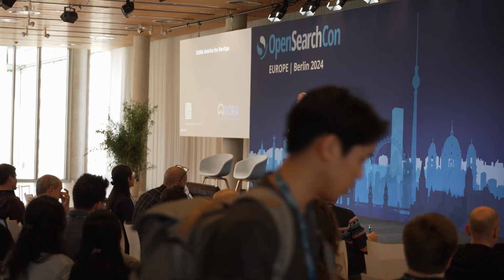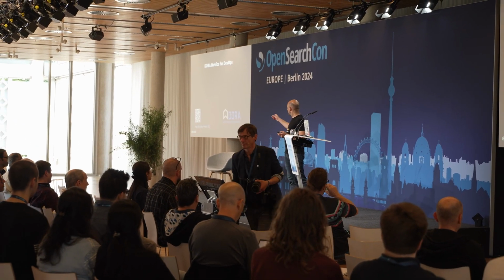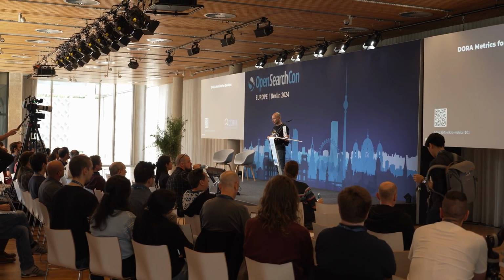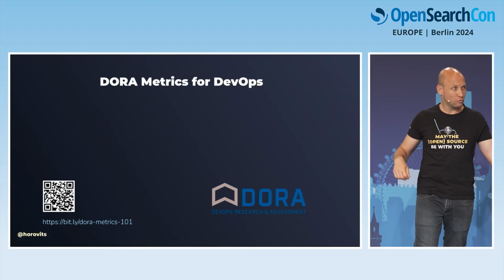DORA metrics for DevOps started as a research to understand what makes high-performing teams. Back in 2018, they published a book, the Accelerate book, it's nicknamed, in which they identified essentially 4 key metrics that indicate the performance of your software development lifecycle, if you wish. By the way, if you want more information, the QR code or the short link at the bottom gives a very good introductory article. So you're welcome to scan them.